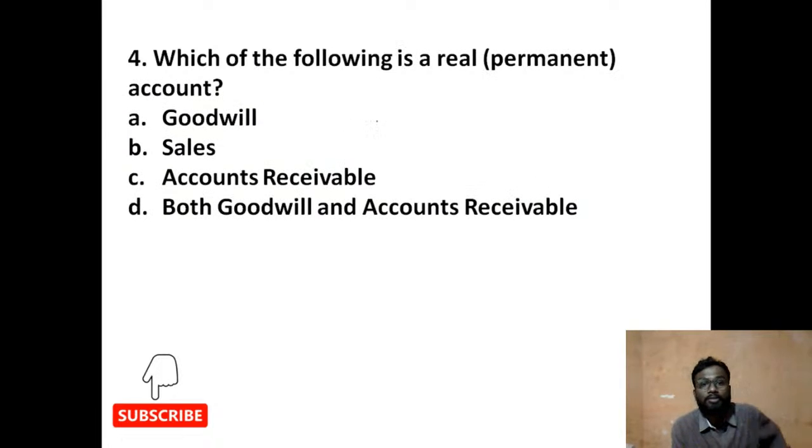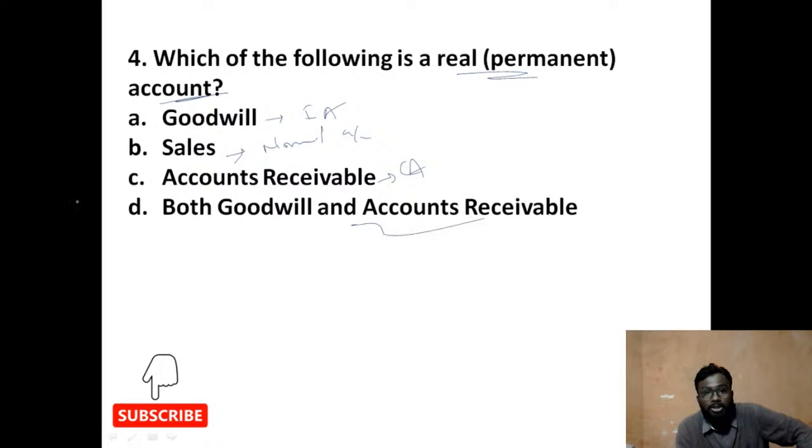Very good. So which of the following is a real or permanent account? Try to understand. Real account or permanent account? Goodwill. Yes, goodwill is an intangible asset. Sales is an income. It's part of nominal account. Accounts receivable. Yes, it is an asset, current asset, which is a real. So both goodwill and accounts receivable. So option D is the right answer.